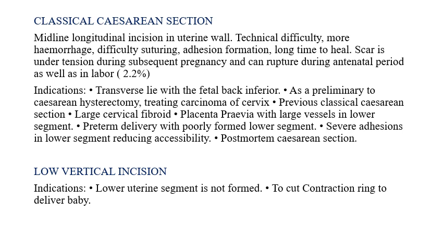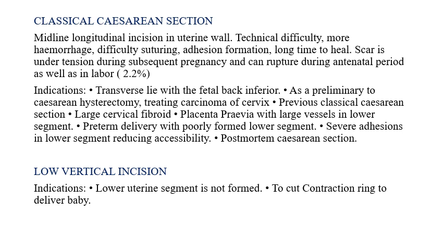Indications of classical cesarean section are transverse lie with the fetal back inferior, as a preliminary to cesarean hysterectomy, such as in cases where we are also treating carcinoma of cervix. Then previous classical cesarean section, presence of a large cervical fibroid, then placenta previa with large vessels in the lower segment, then preterm delivery with poorly formed lower segment, severe adhesions in the lower segment reducing accessibility, and in cases of postmortem cesarean section.